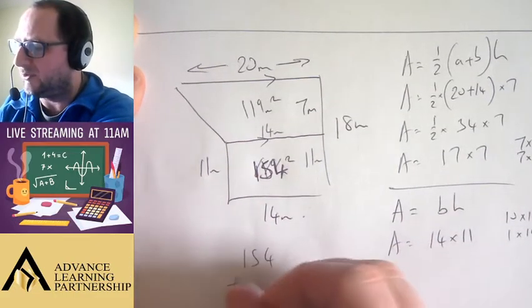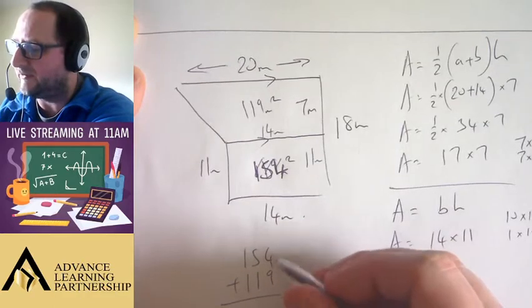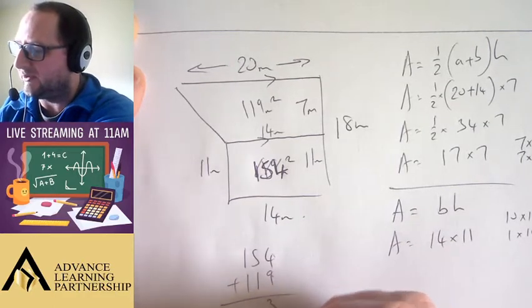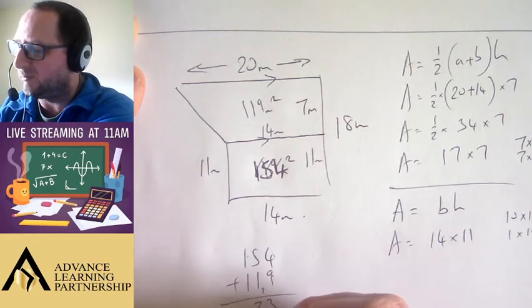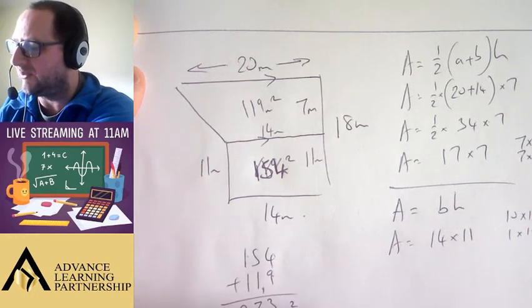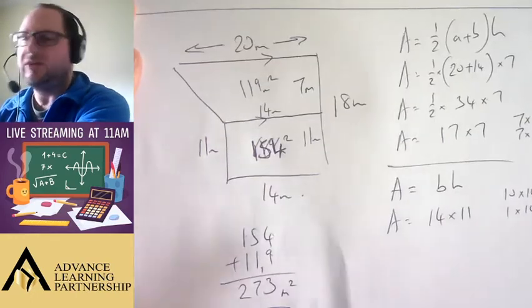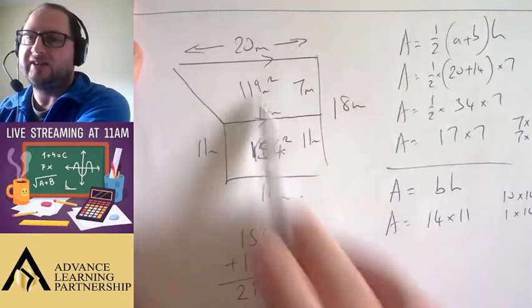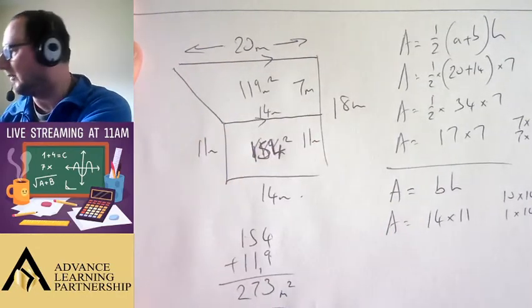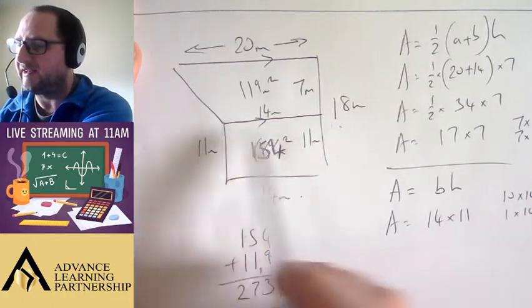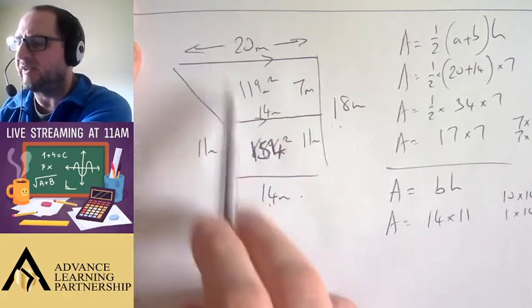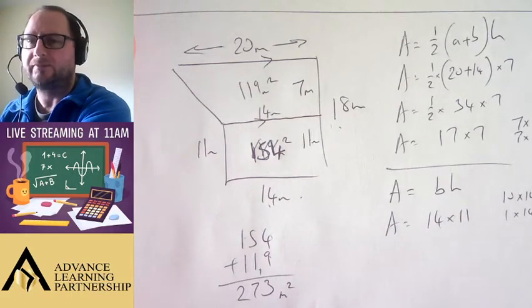So 154 plus 119, 4 and 9 gives me 13, so I have a carry, 5, 6, 7, and 1 plus 1 is 2. 273 meters squared. If you did split it with the triangle there and the rectangle, you would have got the same answer of 273. You'd have obviously just got the area, which was 14 times 18, and then I think it's 6 times 7 then halved for the triangle.